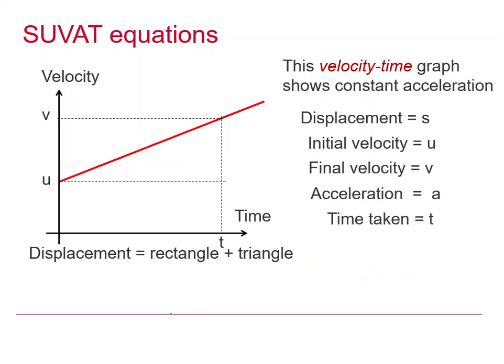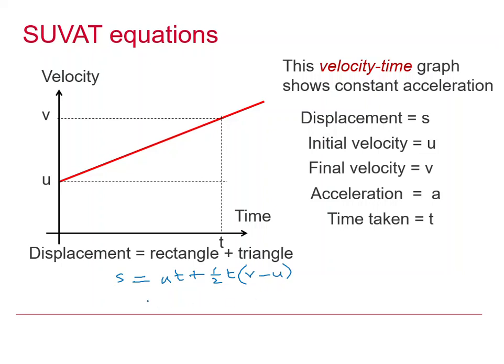Now let's look again at another way of working out the displacement, essentially another way of working out the area. If we think of the area here as a rectangle with a triangle stuck on top, then we get another expression for s. It's equal to the area of the rectangle, which is u times t, plus the area of the triangle, which is a half, times its base, times its height, which is v minus u.